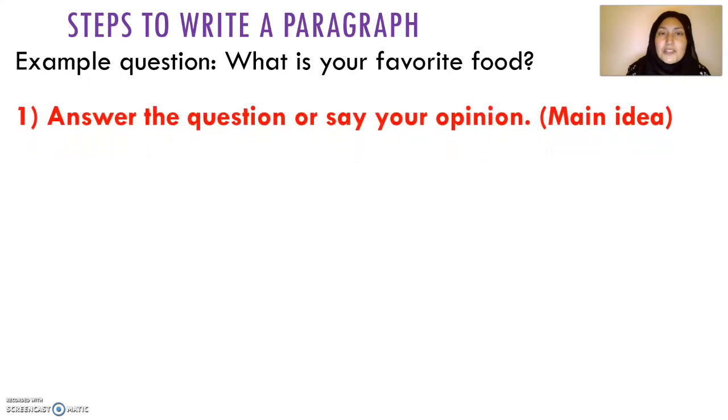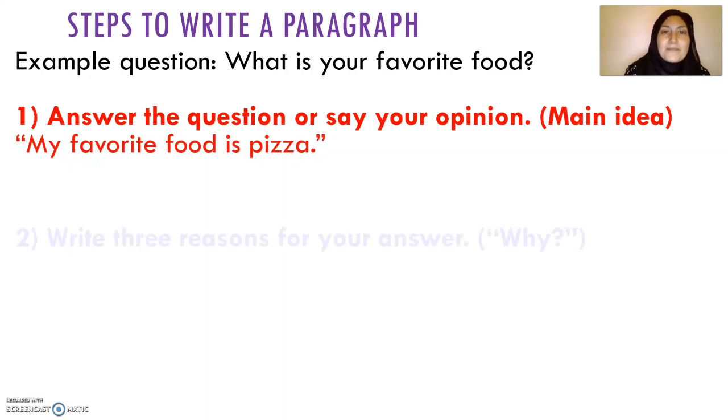So the first thing that you want to do is just answer the question. What is your opinion? Okay, and this will be your main idea of the paragraph. So let's say that your favorite food is pizza. You want to say, my favorite food is pizza. Done. This is our topic sentence.